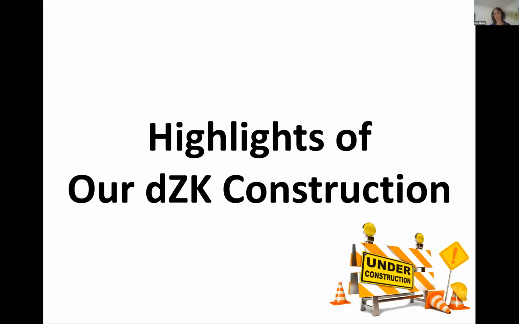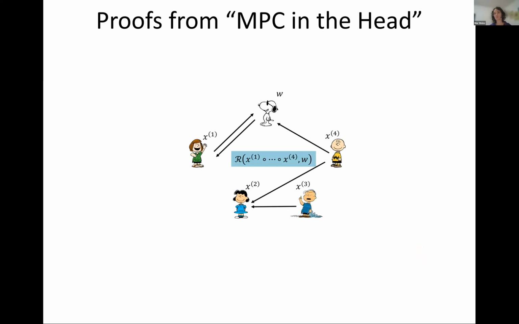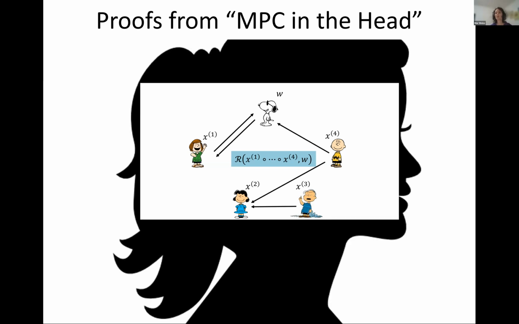So in the time I have left, I want to give you an idea of our DZK construction. And as I already mentioned, we could have just executed an MPC protocol between the prover and verifiers, but this would not have been communication efficient. But since the prover has a full view, she knows the input and she knows the witness, the prover could have actually executed the MPC on behalf of the verifiers. So executed the entire MPC in her head.